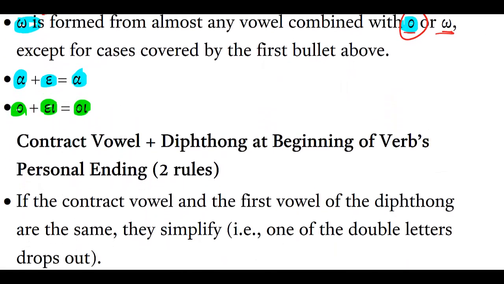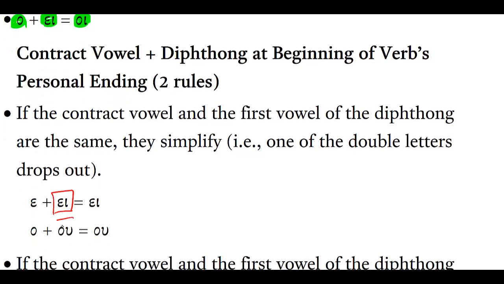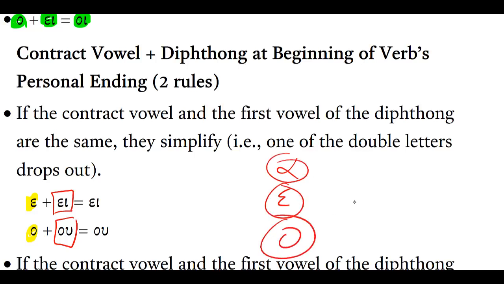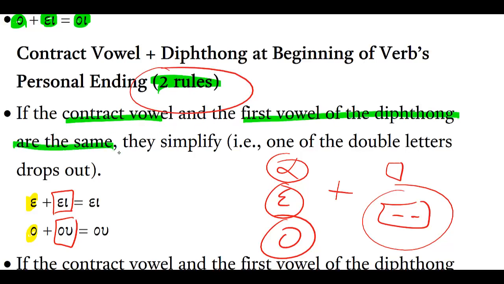Okay, we also have two rules about diphthongs. Remember, a diphthong is where you have two vowels together that are pronounced as one sound, right? And so what we're talking about here is where you have the contract vowel. The contract vowel is always singular. Contract vowel is always epsilon, alpha, or omicron. It's the last letter of the contract vowel stem, and then it comes crashing into either a singular vowel or a diphthong. So what happens if it's a diphthong? How do we combine those? Well, there are two diphthong rules. If the contract vowel and the first vowel of the diphthong are the same, they simplify. That is, one of the double letters drops out.